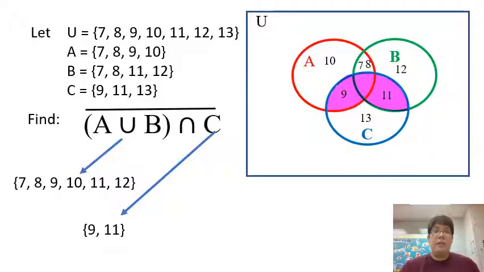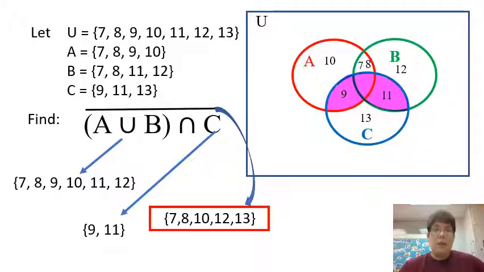Okay, but what happens if I actually wanted to find the complement of this whole thing? So that would be any number that is outside of the shaded purple. So taking a look at the Venn diagram really helps us to see that. And so we can actually then form our set 7, 8, 10, 12, and 13. And so that would be our final answer.